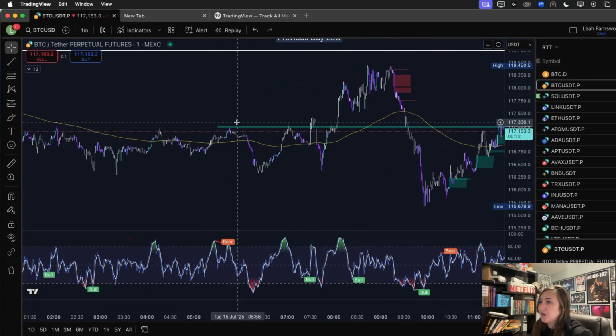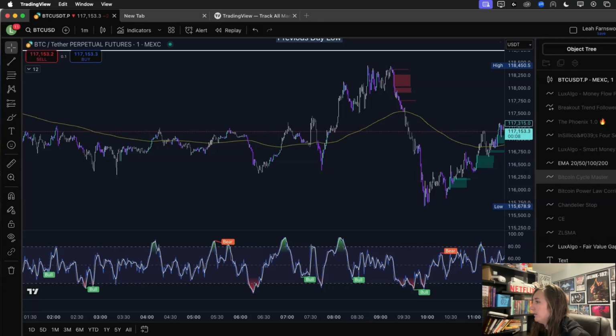But we did get that change of character. If you are having trouble seeing these on TradingView, there is an indicator called Lux Algo Smart Money Concepts.